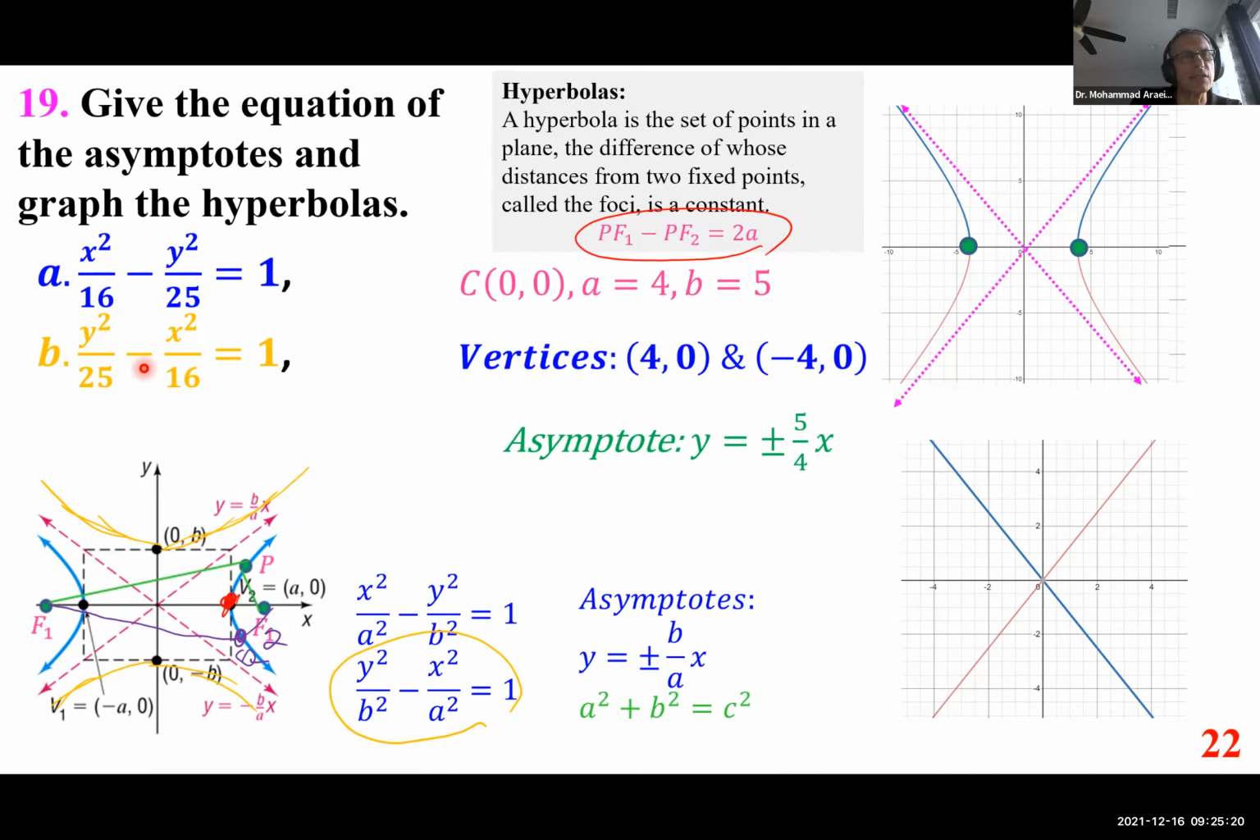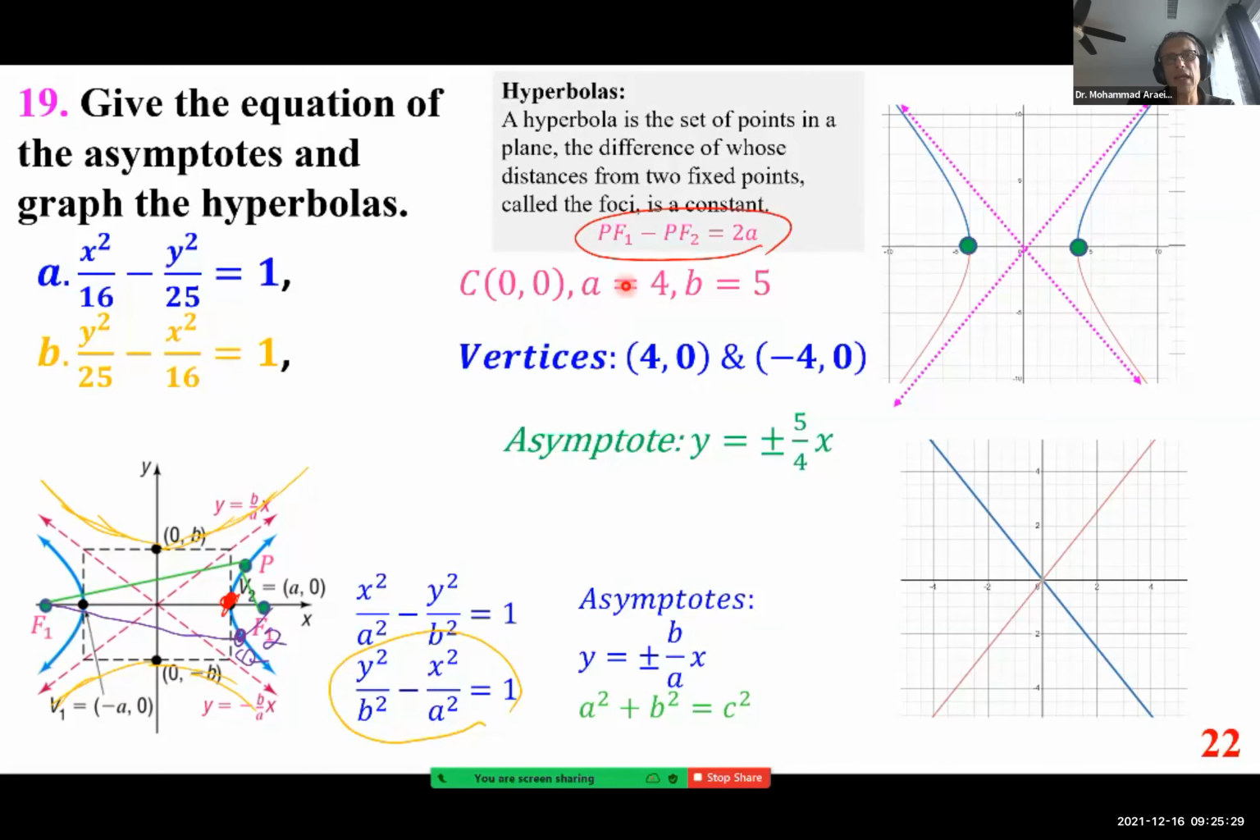For the second case, everything is the same. By that, I mean the center is the same. a and b are the same. Asymptotes are the same. The only difference is the vertices are not the same, because notice y squared has a positive coefficient in essence. In fact, you can set x equal to 0 to see what happens, y equal to 0 to see what happens. And you'll notice that one of them doesn't give you a solution. I highly recommend you do that.